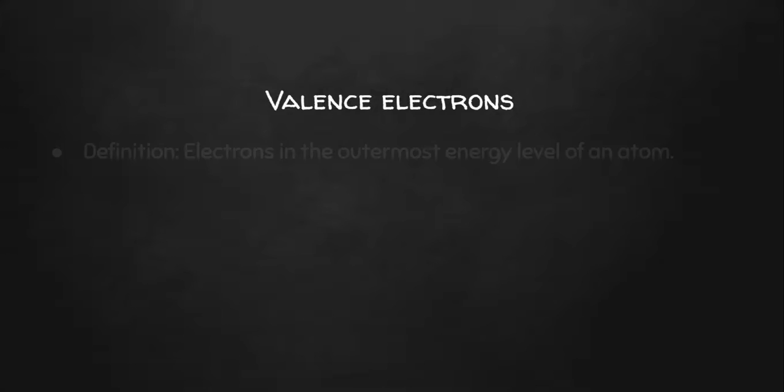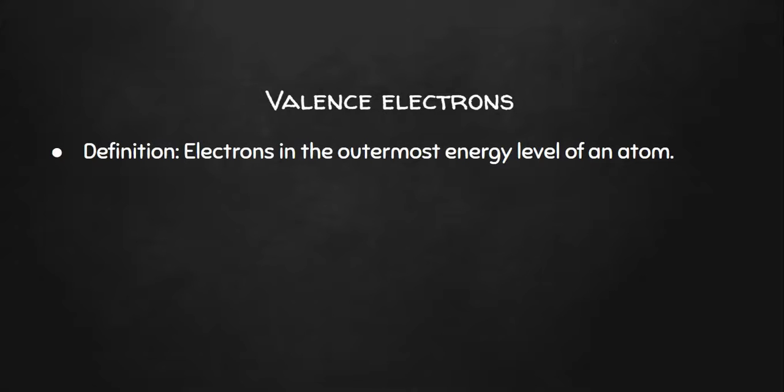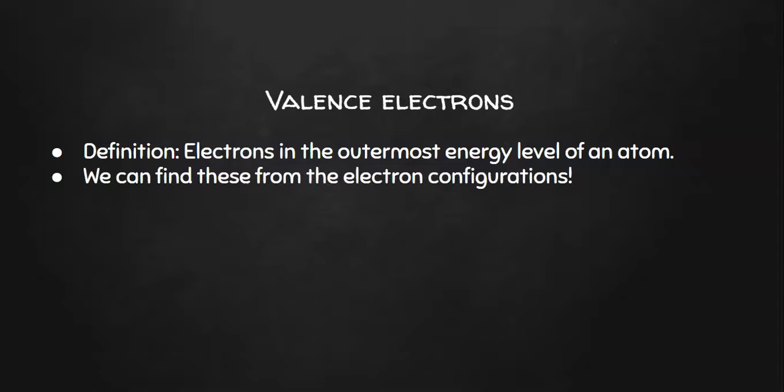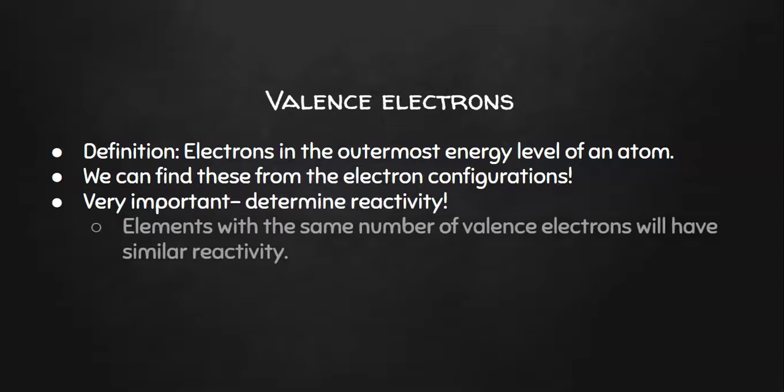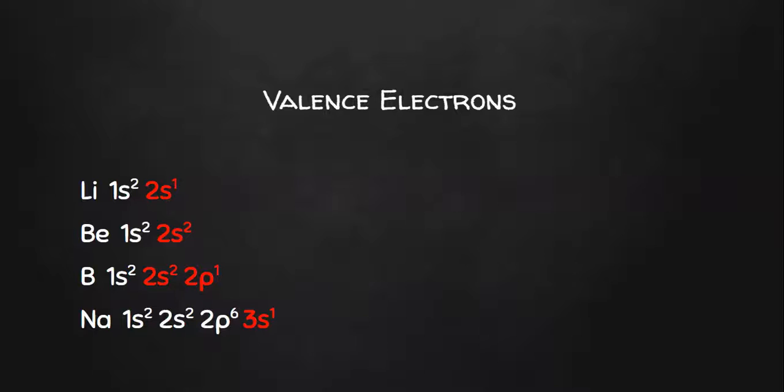Now, valence electrons are extremely important. These are electrons in the outermost energy level of an atom, and we can find these from the electron configurations. These are so important because they determine reactivity. Elements with the same number of valence electrons are going to have similar reactivity. So let's look at a couple of examples. Now, in red, I've put electrons in the outer energy level. Lithium's outer energy level is 2, and it has 1 electron, so 1 valence electron. Beryllium's outer energy level is 2, and there are 2 electrons there, so it has 2 valence electrons.